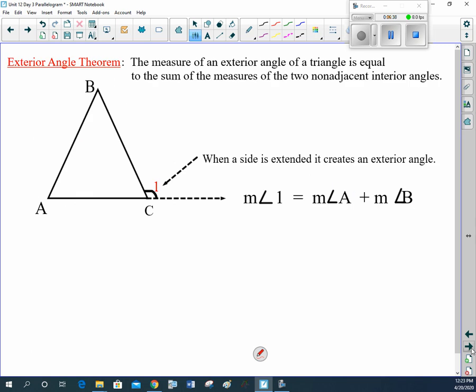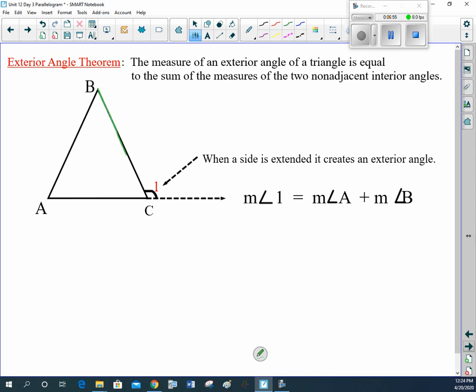Okay, new theorem. This one's called the exterior angle theorem. It says the measure of an exterior angle of a triangle is equal to the sum of the measures of the 2 non-adjacent interior angles. So what that means is you could pick any exterior angle you wanted. There's a lot of them.